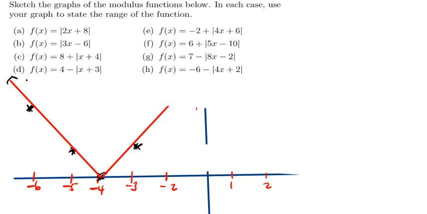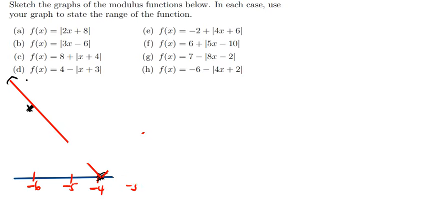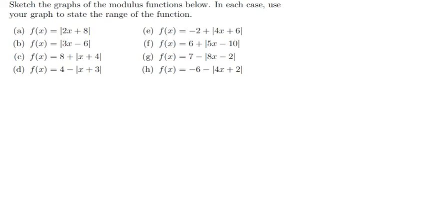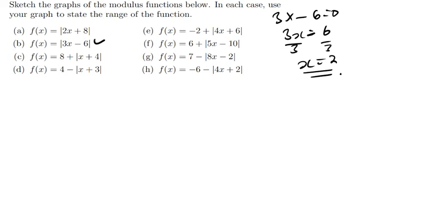Okay. Let us look at the next question. So the next question is this one, B. Just get what is in the modulus and equate it to 0 to find the central point. So 3x is equal to 6, divided by 3, x is equal to 2. That's the central point. X is equal to 2 is the central point.